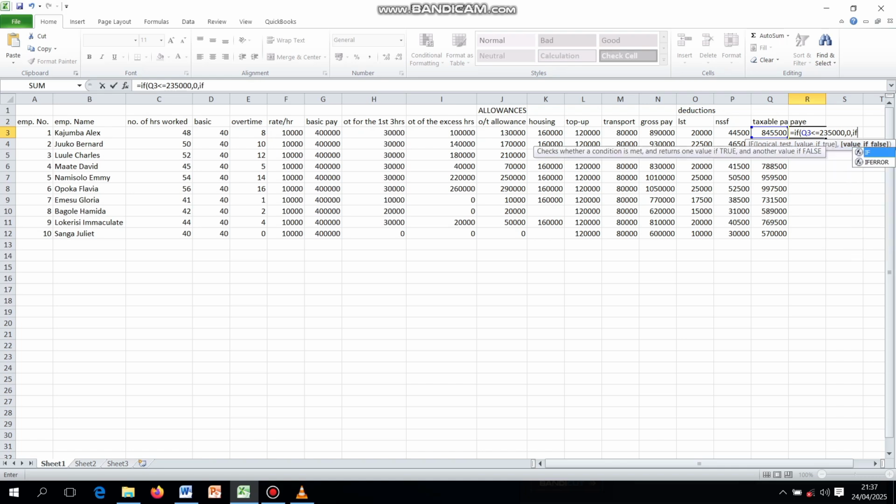Then I'll write if, I open our bracket, our taxable pay is less or equal to the next value which was given, that is 335,000. Now I'll put a comma. So they gave us the rate which is 10%.